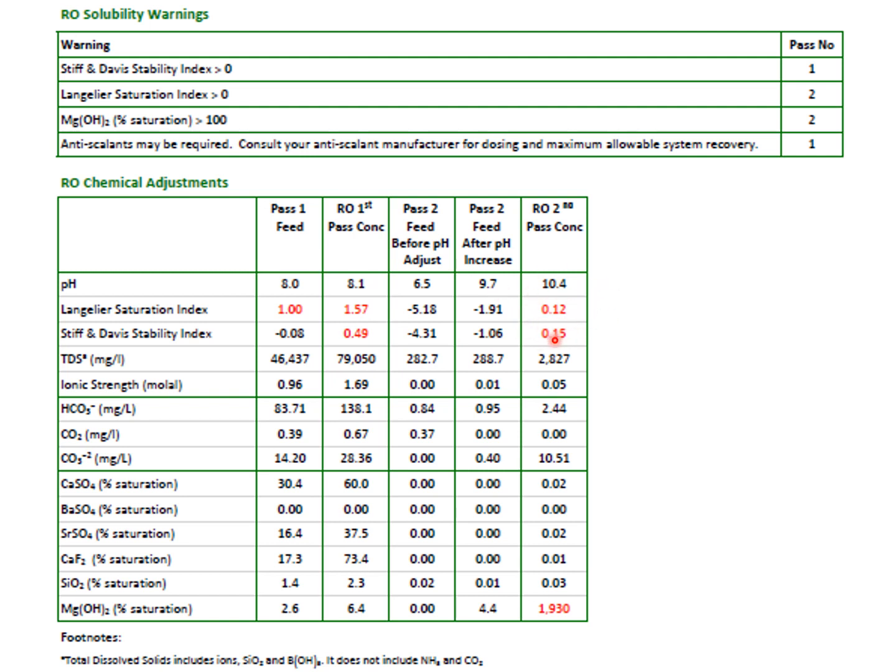So all the red colors showed some chemical warning information. So you can, based on this information, we can think about what could be the best way we can reduce the inorganic scaling from this summary report.